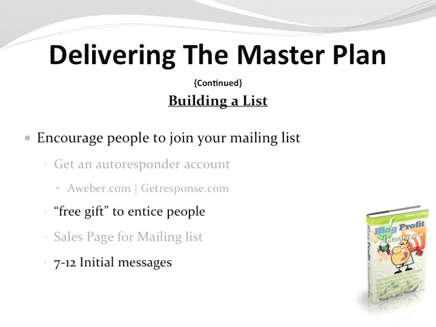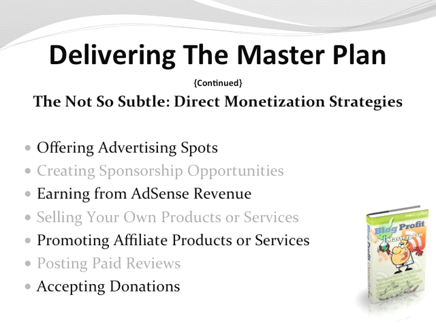If you encourage people using widgets on the side of your blog to join your mailing list, you need to get an autoresponder account with aweber.com or getresponse.com and offer a free gift to entice people, and have a sales page for the mailing list as well. And then you can send messages out automatically, 7 to 12 initial messages, building that reputation and building that rapport with the readers of your blog.